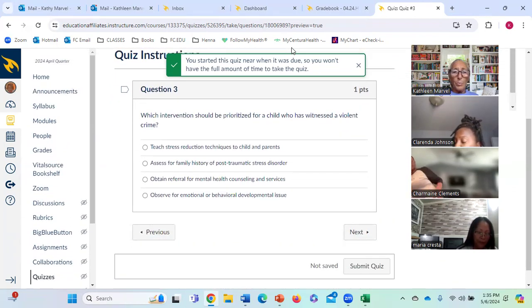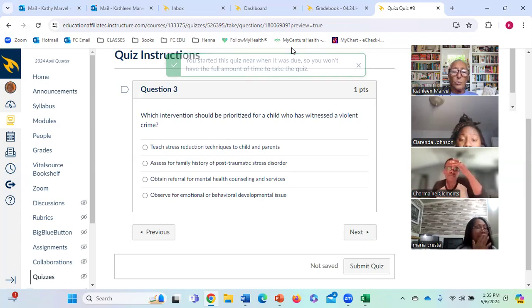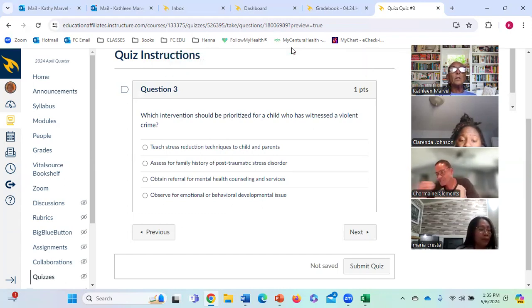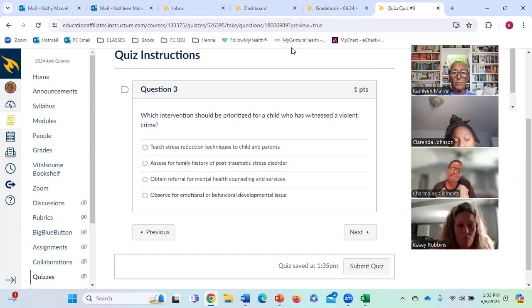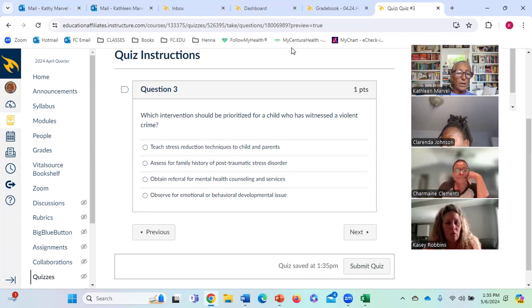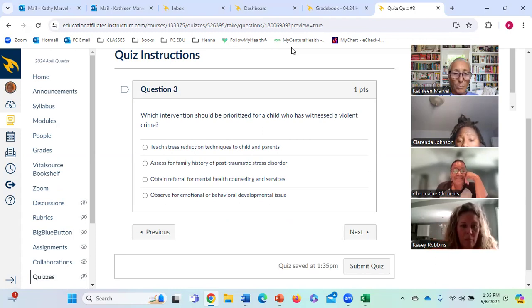Okay, which intervention should be prioritized for a child who has witnessed a violent crime? This is an exam question. Using your highlighter, there's a lot of information in this short question. What would you highlight? Prioritize. How about violent crime? Sure. Okay, so what's the right answer here? Yep, that's the right answer. C, obtain referral for mental health counseling and services.